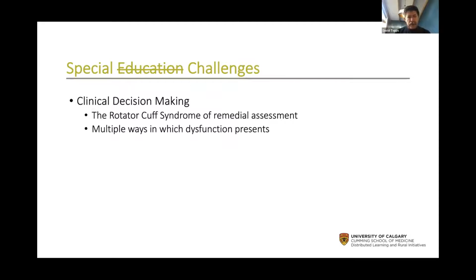It's a little bit like shoulder stuff. It's the rotator cuff syndrome. It's a bit of a catch-all. And there are many pieces within clinical decision making which can be awry or break down, multiple ways in which dysfunction in your learners presents in this area. So it's a broad term.